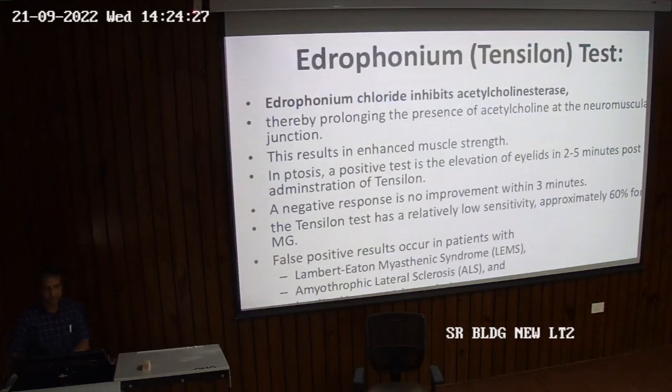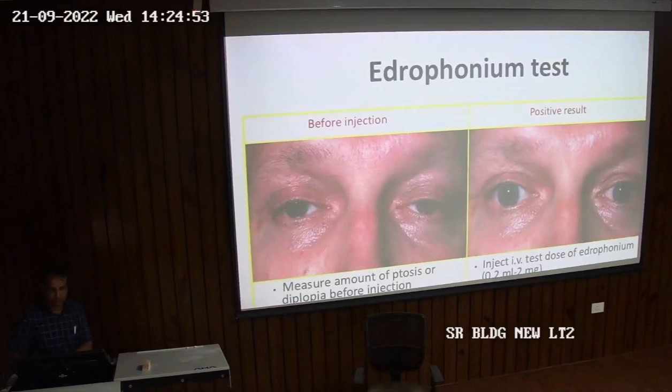Another is the edrophonium test, which inhibits the acetylcholinesterase, thereby prolonging the presence of acetylcholine at the neuromuscular junction, resulting in enhanced muscle strength. In ptosis, a positive test is the elevation of the eyelid in 2 to 5 minutes post administration of Tensilon. A negative response is when there is no improvement within 3 minutes. It is a relatively low sensitivity test, and false positive results can also occur. So before injection there is ptosis on the left side, and after injection you will see the lid is raised.